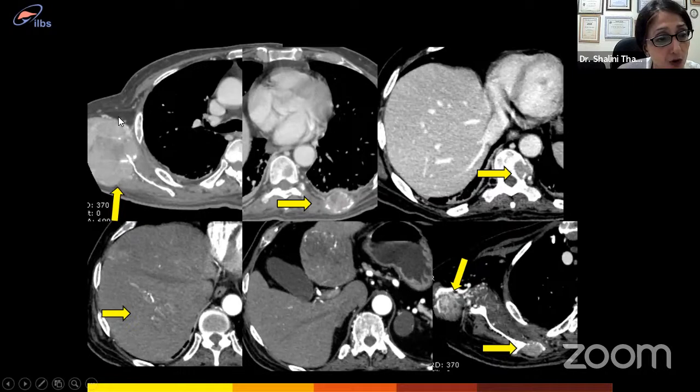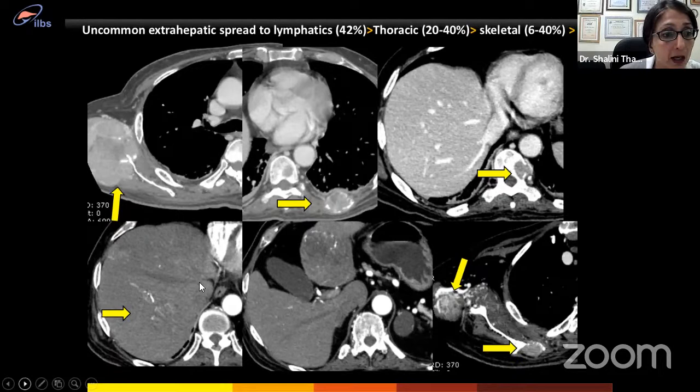All are intensely enhancing on the arterial phase. Look at the enhancement here. And this is the key lesion, the primary lesion in the liver, and a large adrenal deposit as well. So it is rare for an HCC to be presenting as lytic metastasis of the skeleton, which shows similar enhancement, hypervascular pattern, and the adrenal lesion as well. Like here, I'm showing you skeletal and adrenal mets are less common sites of involvement by HCC.